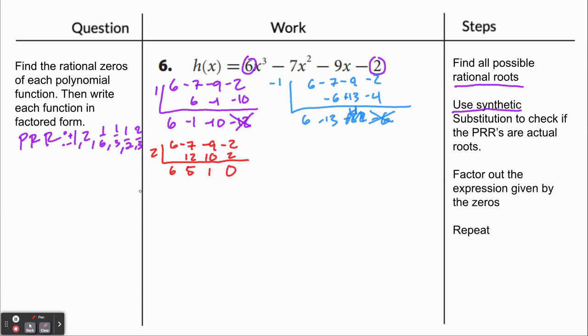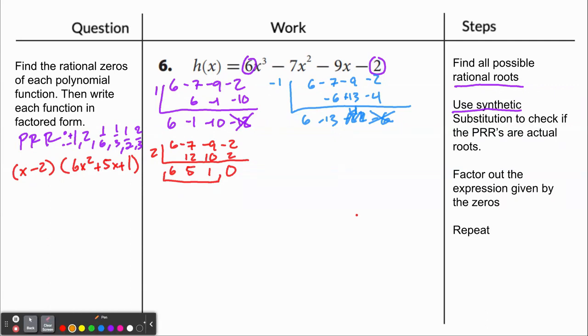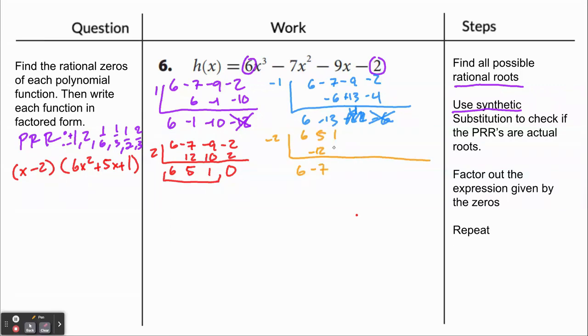So what that means, to factor that out, I'm going to get x minus 2 because I knew positive 2 is a 0. And then what I'm left with gives me what's remaining in my factored form. So I get 6x squared plus 5x plus 1. So now I'm going to continue, but I'm going to start plugging these numbers into my factored form here. So let's go ahead and try out negative 2 into this one. Looks like this one is not a root.